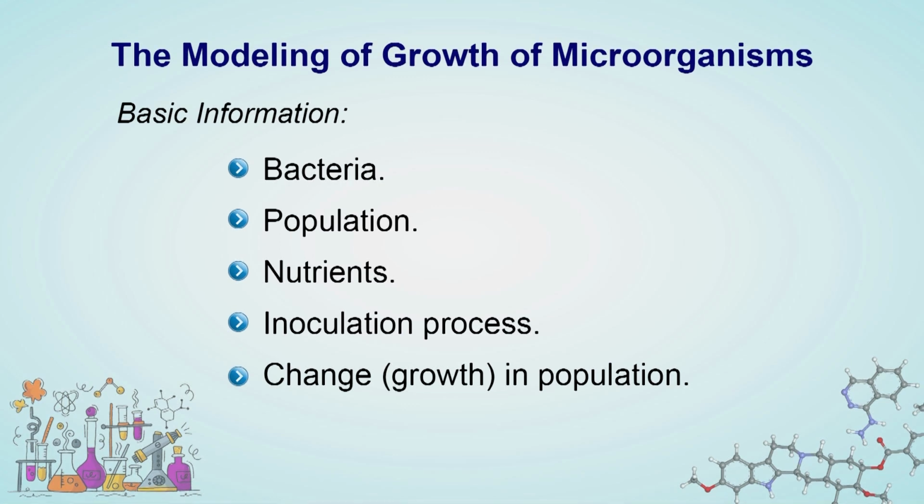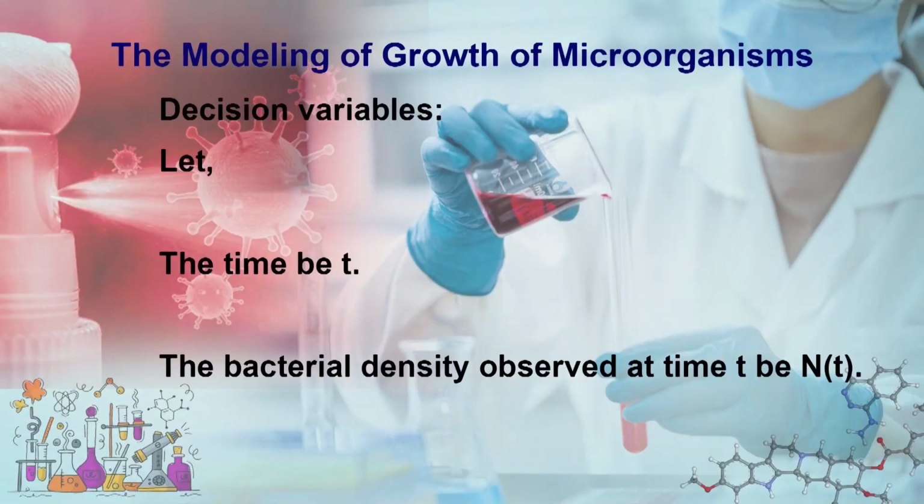Bacteria: how does the population of bacteria grow? We understand the decision variable as the density of bacteria at time t, or at the initial time. Then after time t, what will be the density? The population of bacteria is defined by N(t), the number of bacteria at time t.